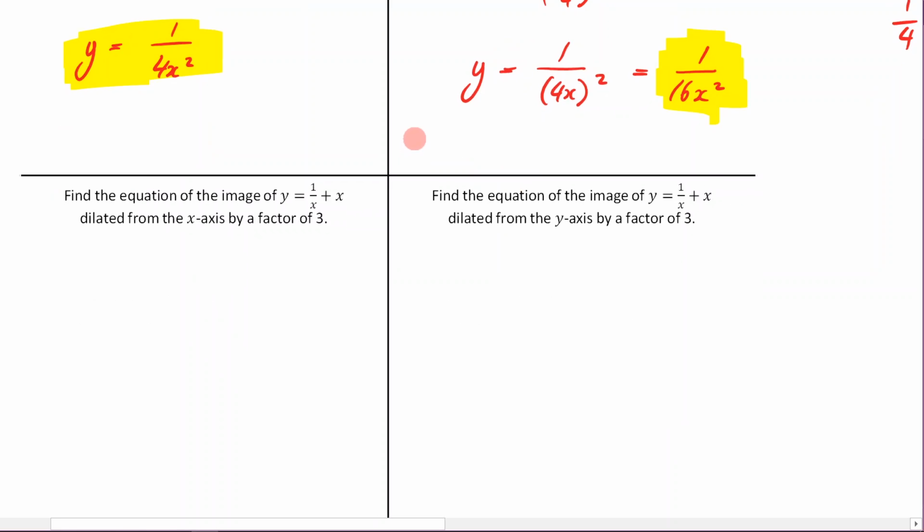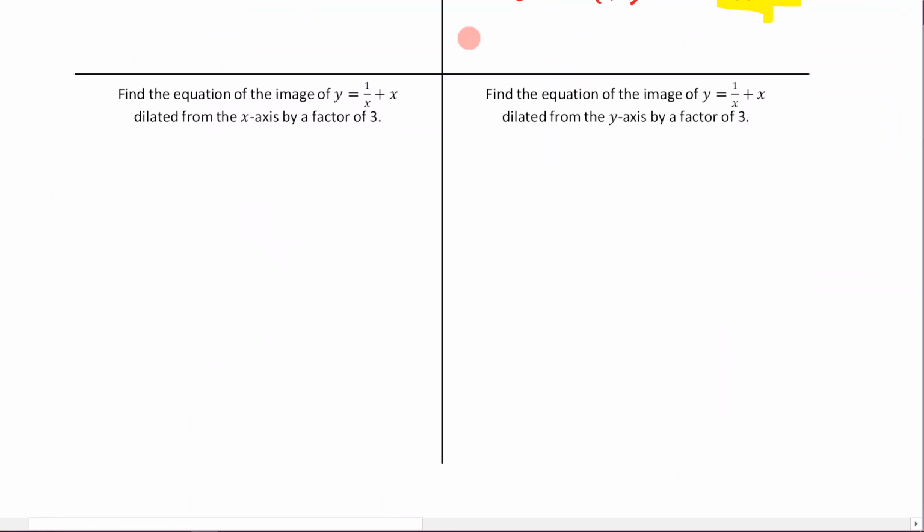Okay, let's now go through these ones. It says, find the equation of the image of y equals 1 on x plus x dilated from the x-axis by a factor of 3. Well, because I'm dilating from the x-axis, that means I'm simply going to take the factor and multiply it by the entire thing that I'm given. So that means I'm going to end up with 3 on x plus 3x.